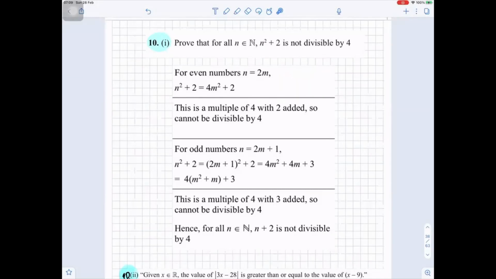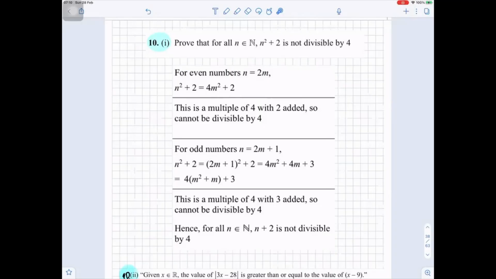But if you look at 4m squared plus 2, 4 times m squared is a multiple of 4 because it's times 4, but with 2 added to it, you've added 2 at the end. So it cannot be divisible by 4, because times 4 means a multiple of 4, but when you add 2, it cannot be divisible by 4.